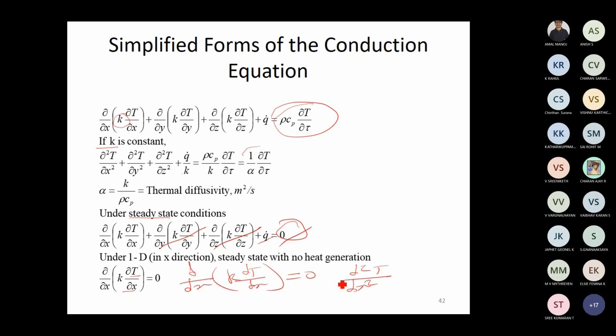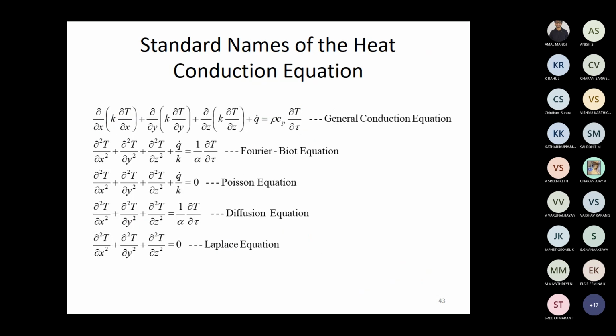K can be brought out here. This will be equal to 0. But then since k is a constant and it is a non-zero term, k can be taken to the right hand side, and this entire equation will become d square T by dx square is equal to 0. So in this way, things can be simplified.